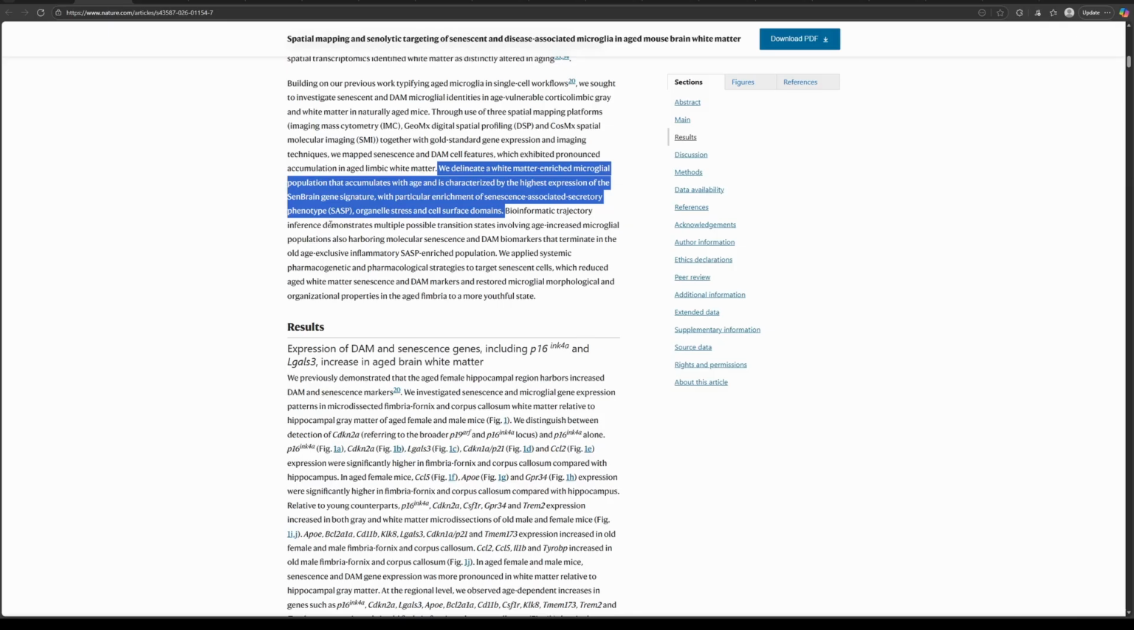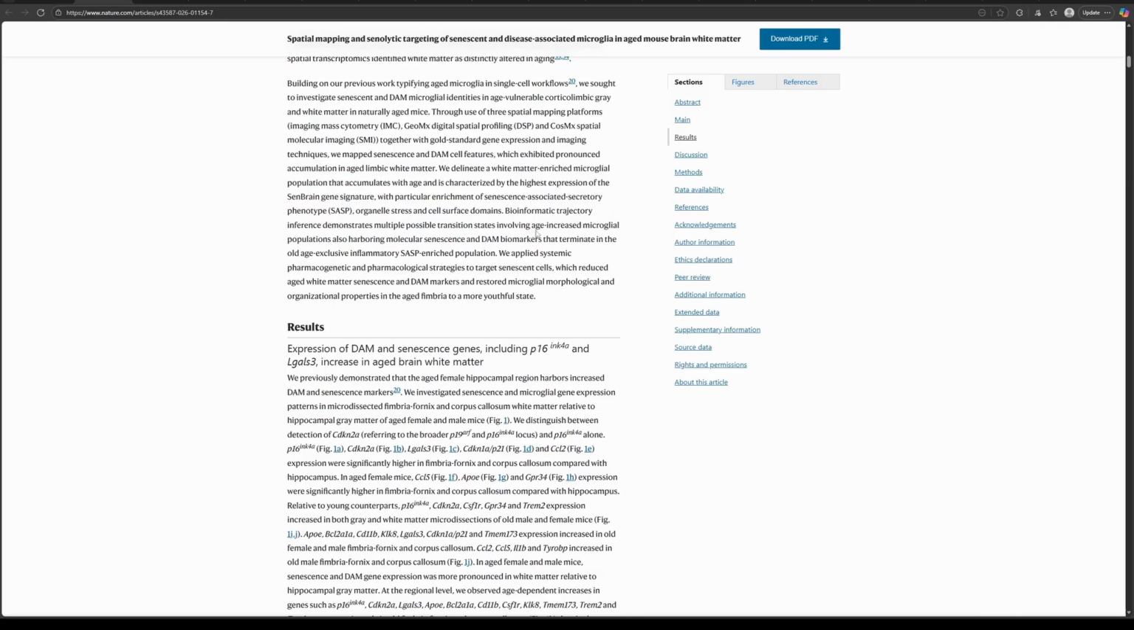Bioinformatic trajectory inference demonstrates multiple possible transition states involving age-increased microglial populations. Okay, so there's multiple different types of cells that they can turn into, also harboring molecular senescence and DAM biomarkers, and these different types of cells also have the biomarkers related to inflammation, aging, and senescence that terminate in the old age exclusive inflammatory SASP enriched population, senescence associated secretory phenotype.